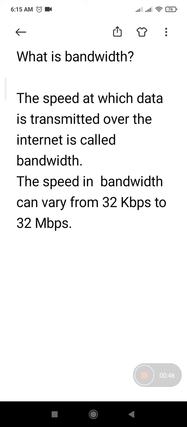And in digital subscriber line it went up to say around 30 mbps. And now in fiber connection we are having up to 50 mbps, 100 mbps, and even 150 mbps. So this is what we mean by bandwidth. So what is bandwidth? Bandwidth ka kya matlab hota hai?